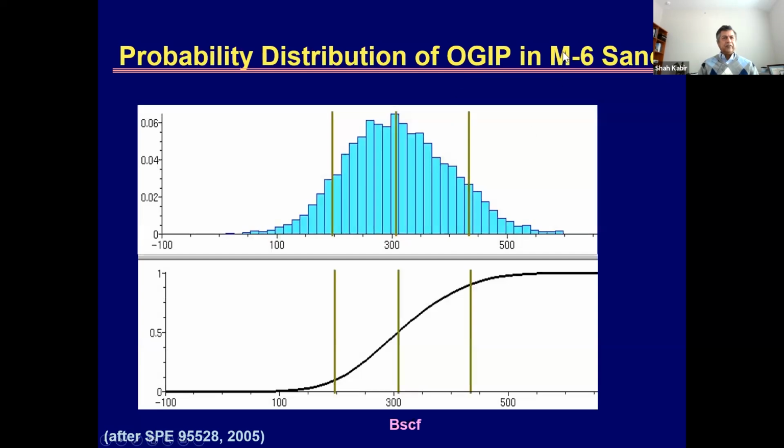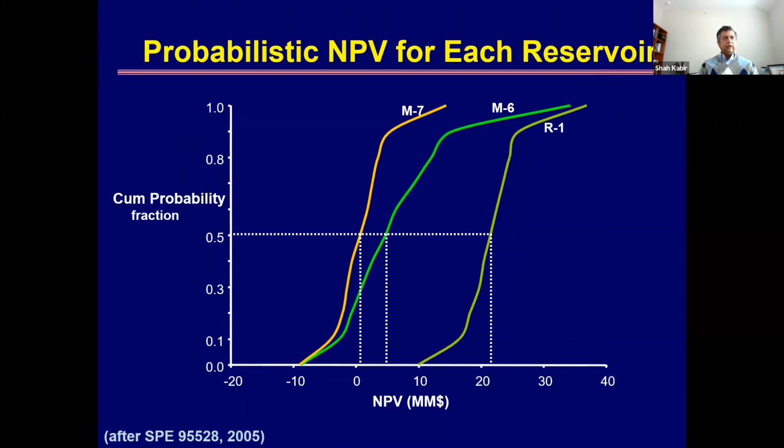So the gas in place in one of those sands, it's a 50% probability that we know we have over 300 BCF of gas. When we look at the NPV in a probabilistic frame, as you can see, the R1 is unquestionably great. This is the 50% probability that we can say it will generate this kind of revenue, over 20 million.